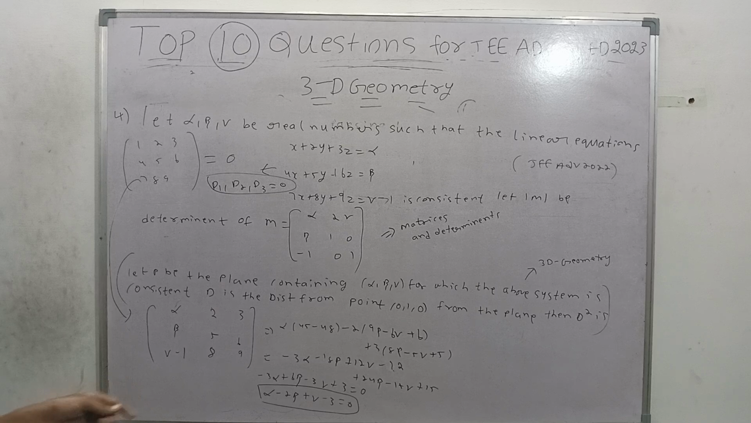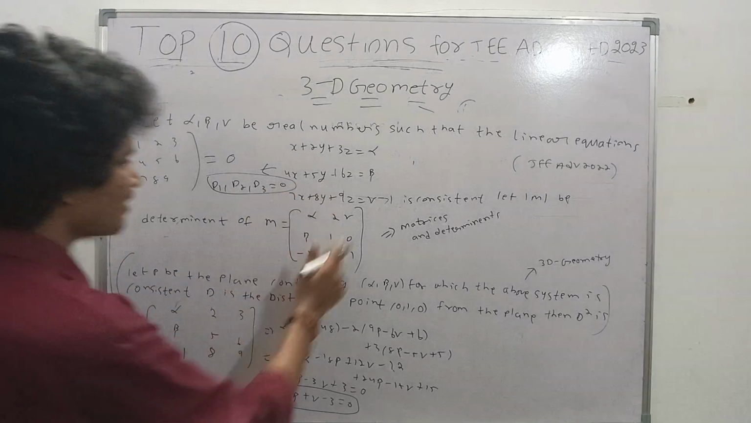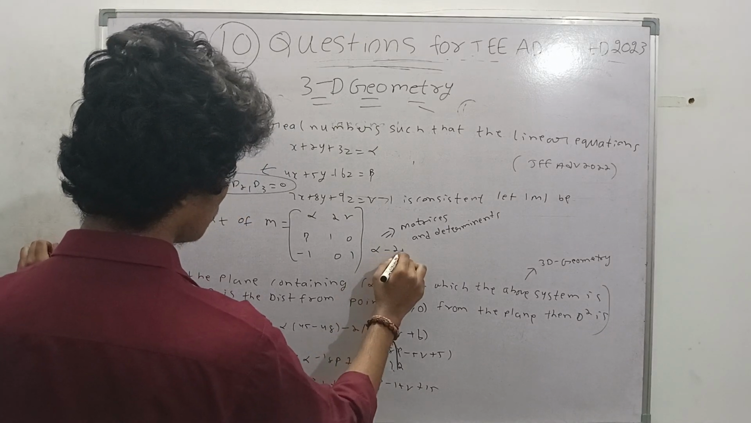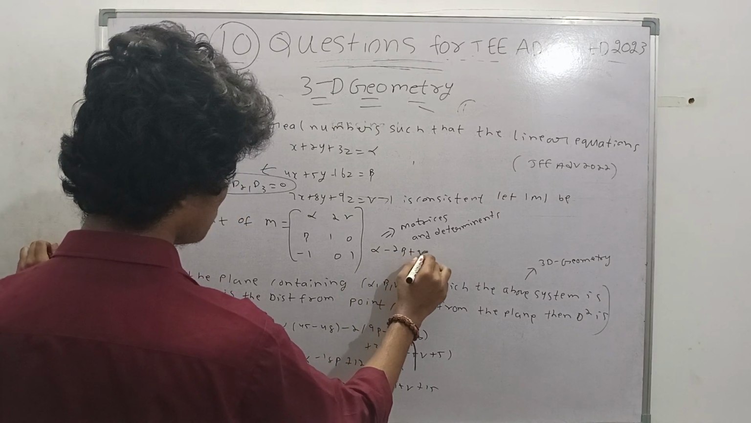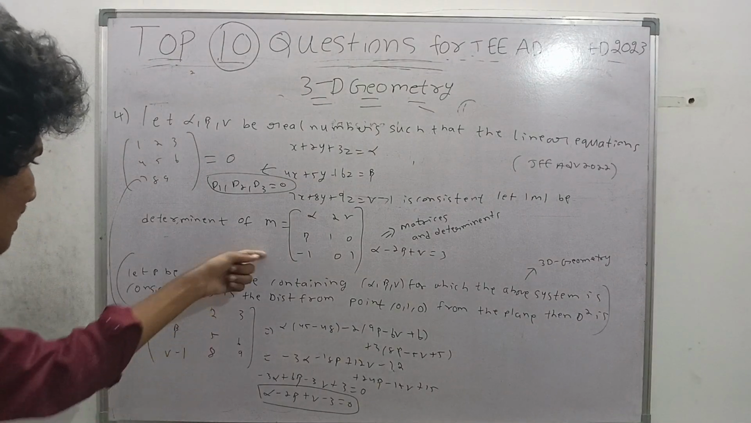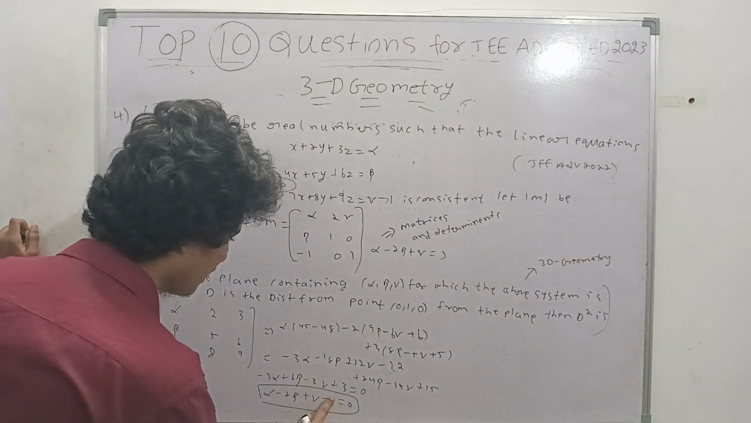They are saying let M be the determinant. There is no need of this part, because if you calculate the determinant, it is the same: alpha minus 2 beta plus gamma equal to 3. It will come like this. This is the determinant. And also it is not 3 here, it is 1.